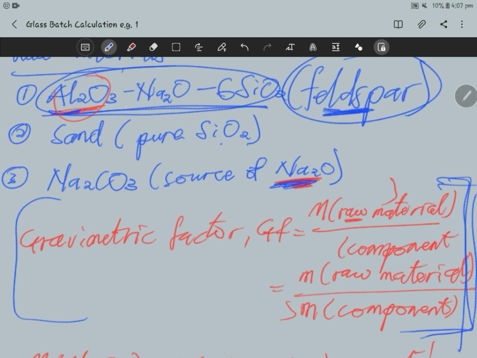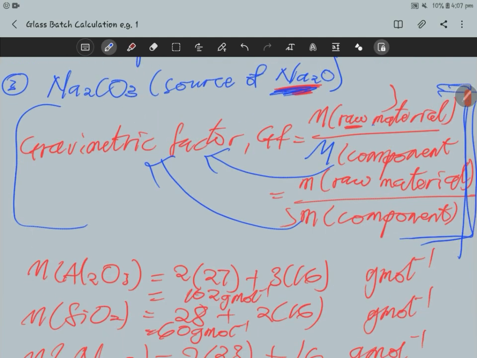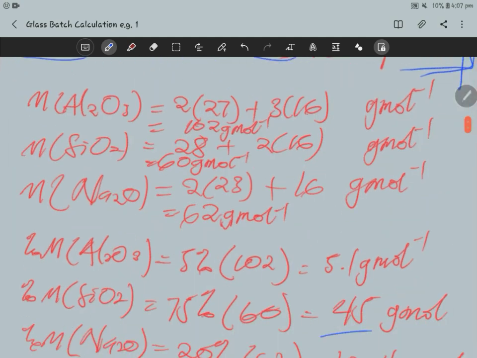Our aim is to find the mass of what? This feldspar here, which is a raw material. So you have to find the mass of a raw material. Is the same as bringing the molecular mass of a component and multiplying it by the GF to give us the molecular mass of the raw material. But we actually need the mass of it. It's the same as bringing the mass of the component and multiplying it by the GF, right? So now let's write it out. Right now our aim is to find what? The mass of the feldspar, right?